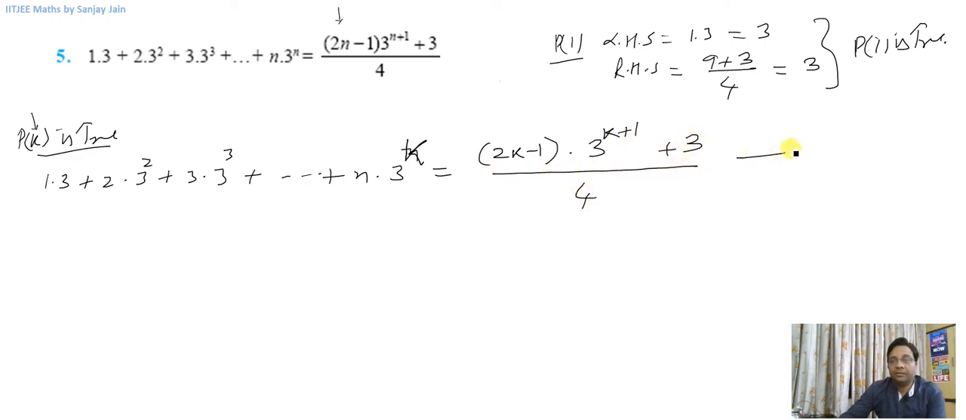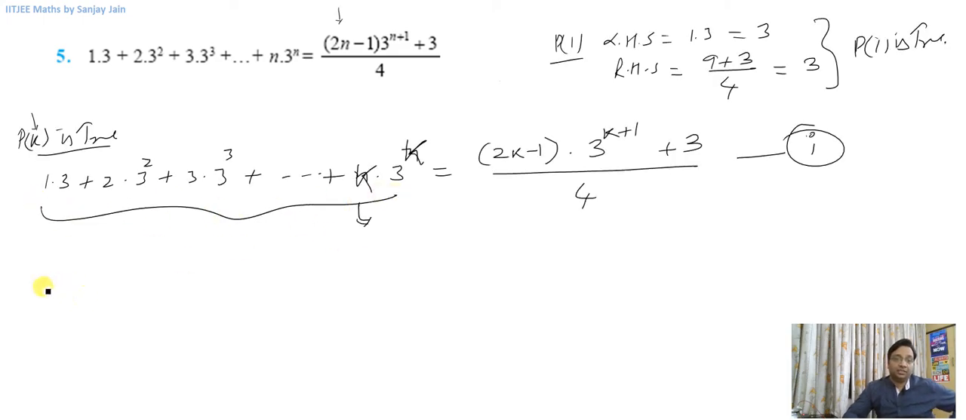So this is my P of k, and this is true, and I need to take its help to prove that P of k plus 1 is true. So what is P of k plus 1? That will have the k plus 1th term, the next term. It will have one more term on the left hand side, apart from all these terms, right? What will the left hand side of P of k plus 1 look like?